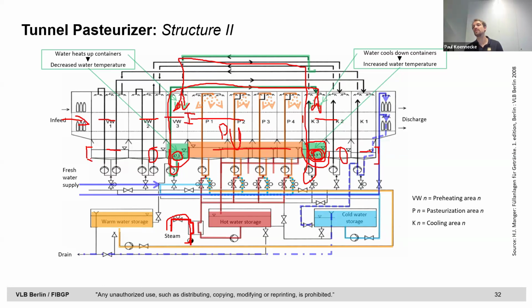This downcooling is not done fully to 10 degrees. It's done to 25 or 30 degrees in normal, modern tunnel pasteurizers, just to achieve some water savings. And all this is a very complicated process, which is just working when it is going dynamically and the infeed of bottles is always the same, because I told you that the bottles are used as a heat exchanger for the water under them.